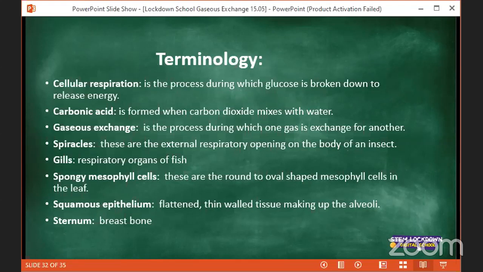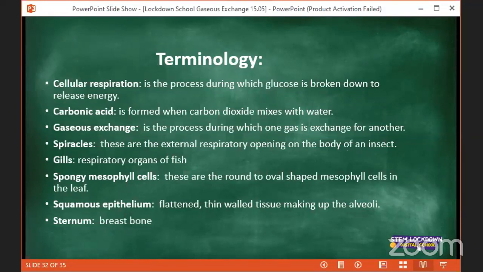Then we have our second term, carbonic acid. This is the acid which is formed when carbon dioxide mixes with water. Then we looked at gaseous exchange. It's the process during which one gas is exchanged for the other, and the gases we are looking at are oxygen and carbon dioxide. Then we looked at spiracles. These are the external respiratory openings on the body of an insect. Then we have gills, which are the respiratory organs of a fish.